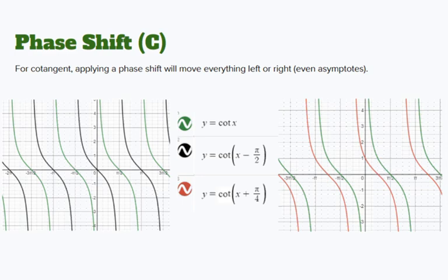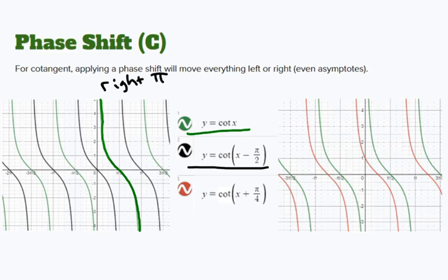Phase shift. That means we moved it left or right. So we start off with our normal cotangent function. Where do we go there? Negative pi over 2 means we move it to the right. Pi over 2. So this leg that I had just highlighted would move over to here. It just moves to the right, pi over 2.